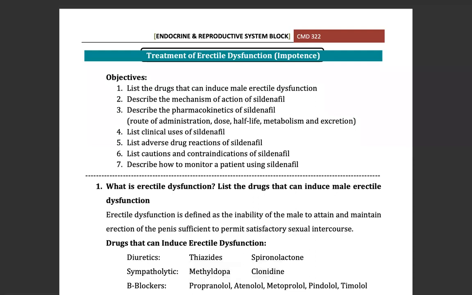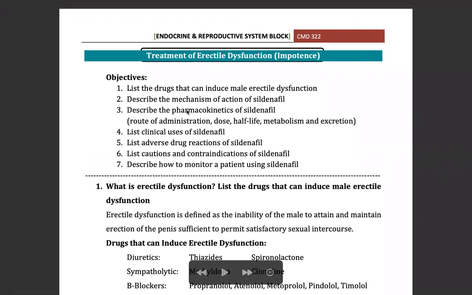Treatment of erectile dysfunctions. In medical terms, erectile dysfunction is also termed as impotence. So this is the same topic: drugs and impotence, and the treatment of erectile dysfunction.